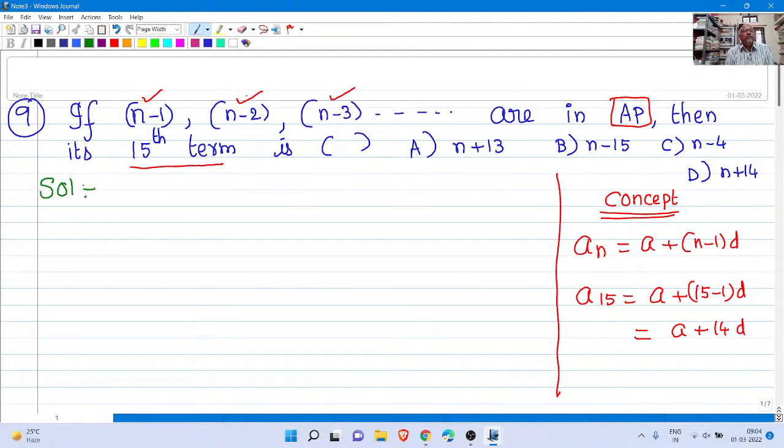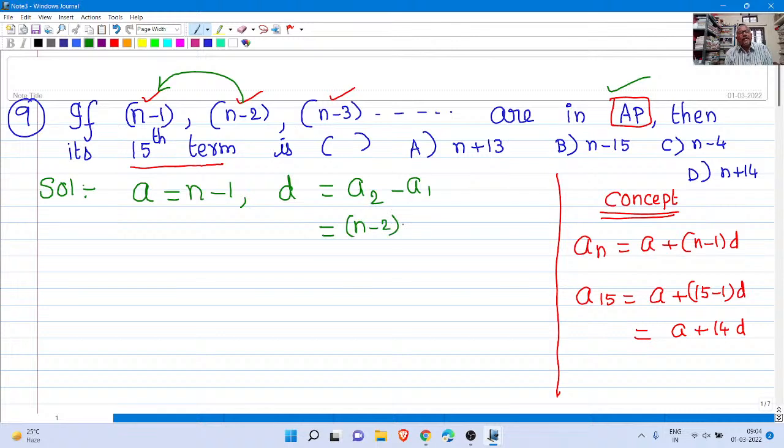From this arithmetic progression, A equals the first term, that is n minus 1. Common difference equals second term minus first term: n minus 2, put the bracket, minus n minus 1. Calculations we need to perform carefully. So n minus 2, open the bracket, minus n, minus into minus plus 1. n will cancel out. Minus 2 plus 1 is minus 1.